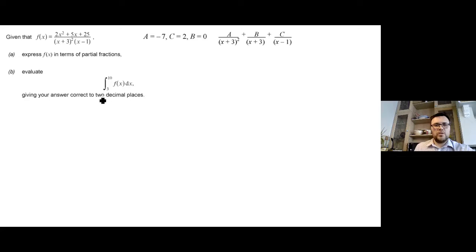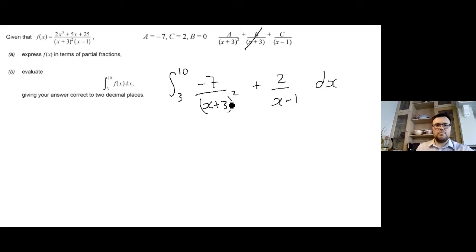So the integral of f of x, so this is going to be between 3 and 10 of -7 over x plus 3 squared, and then b is gone, so we can cross that off because b is equal to 0, and then plus c, which is 2 over x minus 1, and that is integrated with respect to x. The -7, because it's got the powers on the bottom, I prefer to sort of bring them up.